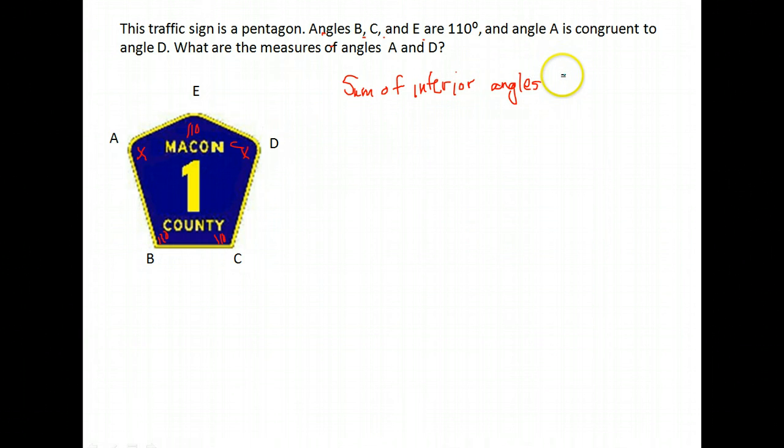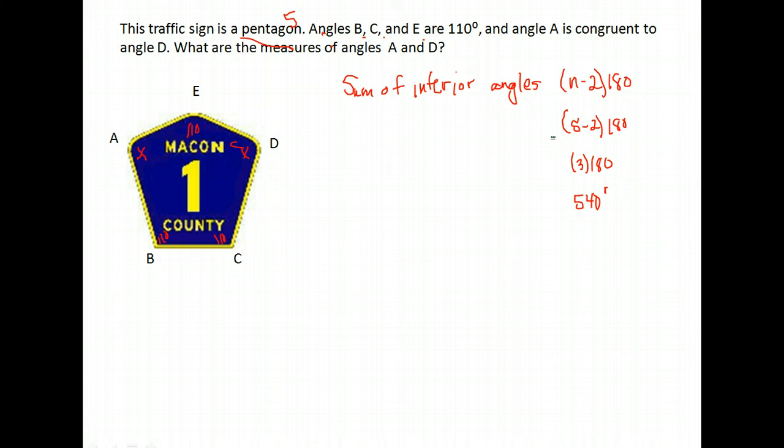Well, remember we have our theorem for the interior angles of a polygon, and the sum is n minus 2 times 180, where n is the number of sides. This is a pentagon, which has 5 sides. So we can find the sum of the interior angles, and then we'll use that to solve our problem. So we take the number of sides, 5 minus 2 is 3, and then 3 times 180 is 540 degrees. So inside any pentagon, the total degrees, if you add those angles together, is 540.